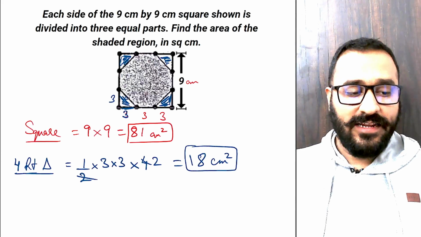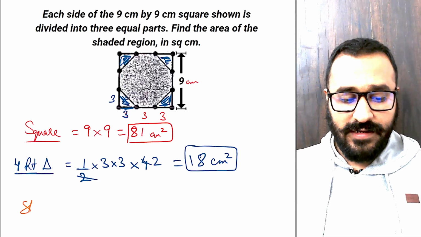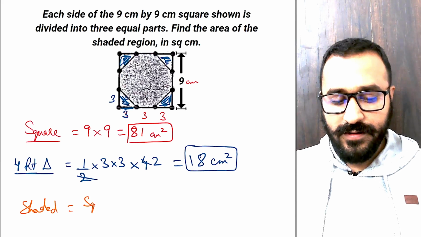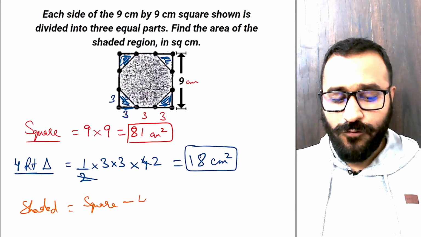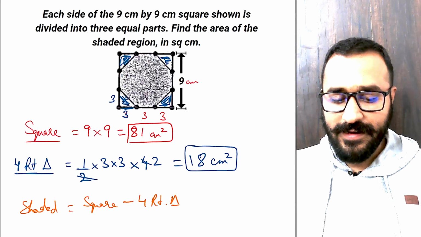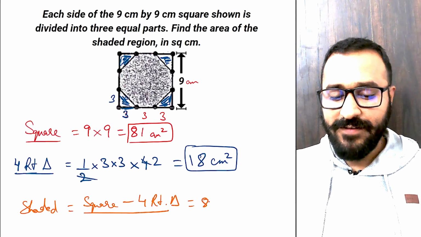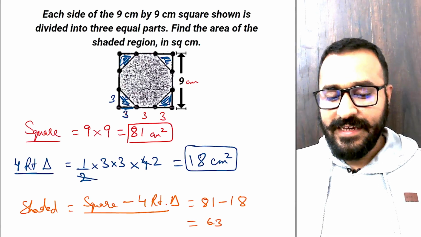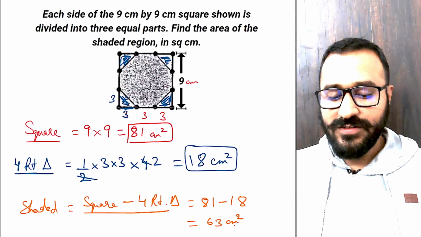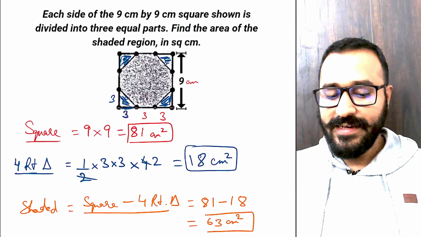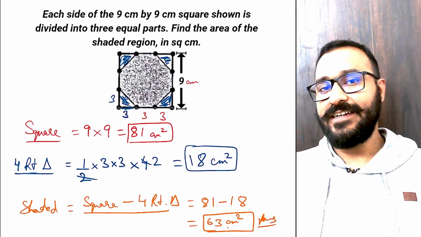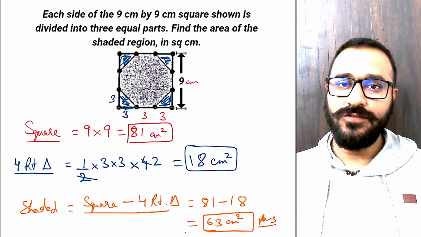Now we will find the area of shaded region. Shaded region will be square minus four right triangles. Correct. That means 81 minus 18. That means what we will get? I will get 63 centimeter square. So our answer will be 63 centimeter square. See how easy it was. I hope you understood the solution.